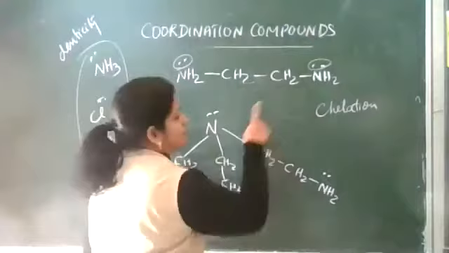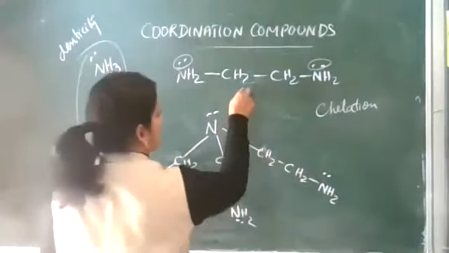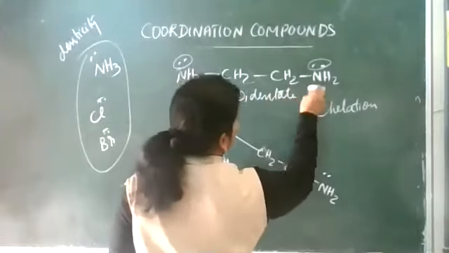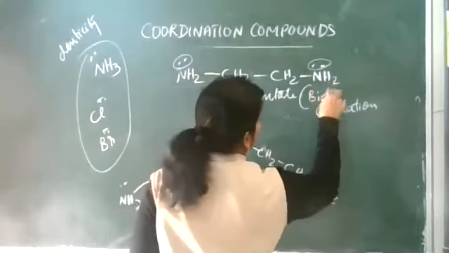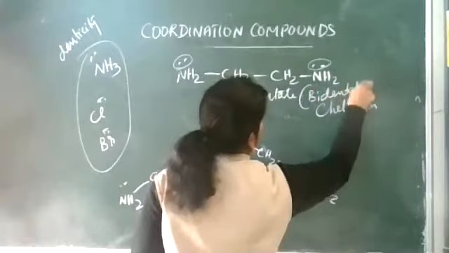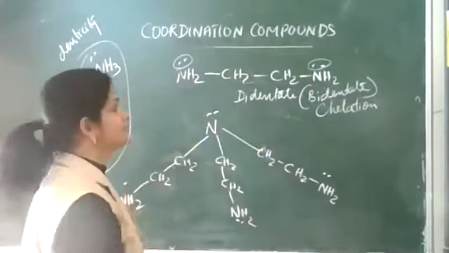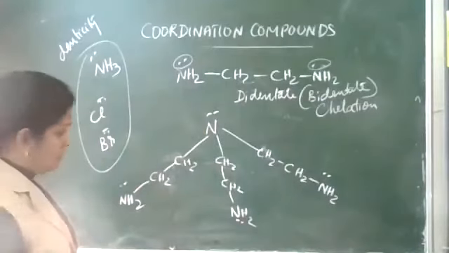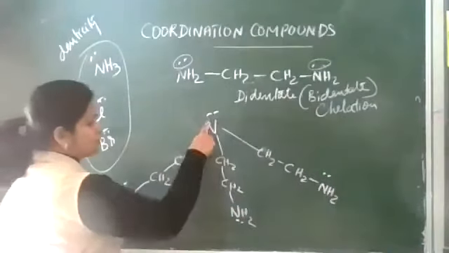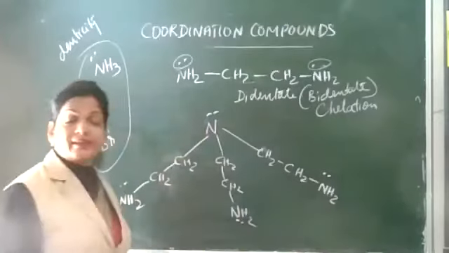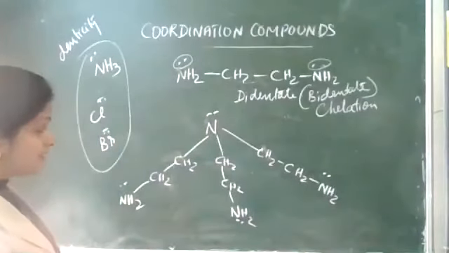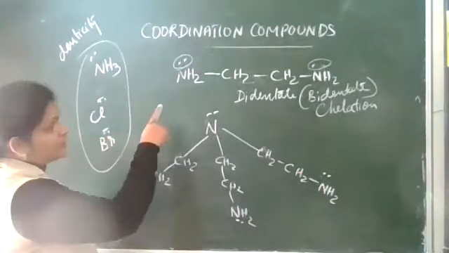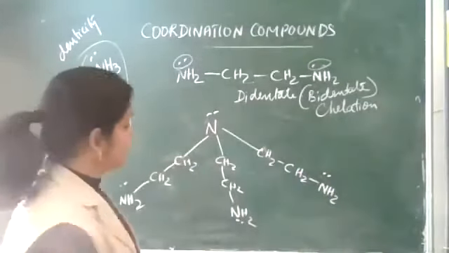Its denticity... this is a didentate ligand. Didentate or bidentate. Bidentate ligand, denticity is 2. Its denticity is 1, 2, 3, 4: tetradentate ligand. This is monodentate, didentate.